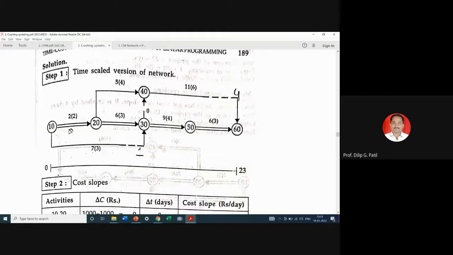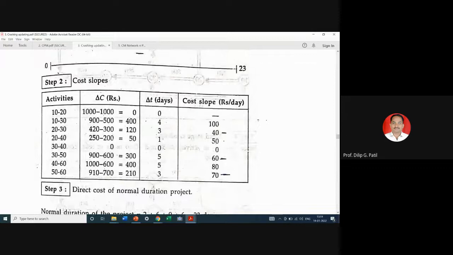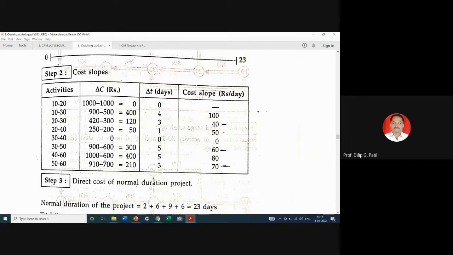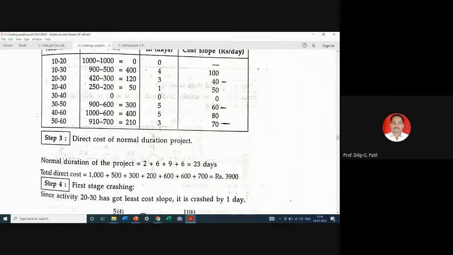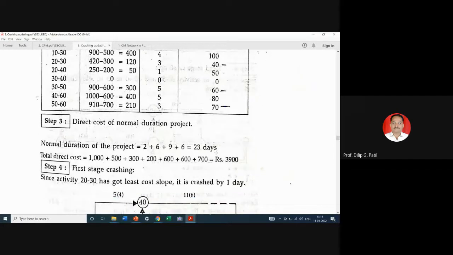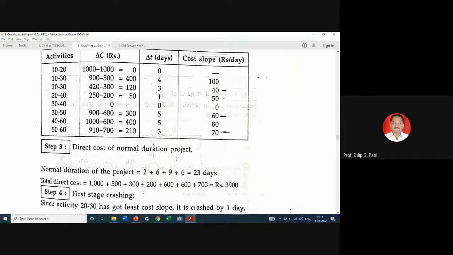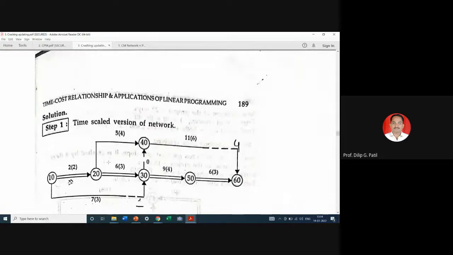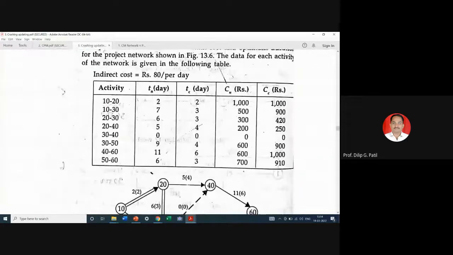So you can calculate the cost slopes like this: delta C divided by delta T, that is ratio of delta C and delta T. You will see the cost slopes of all these activities like this. And direct cost for the normal duration. Normal duration of the project is 23. Total direct cost. Direct cost म्हणजे काय करायचं आहे आपल्याला? We have to add direct cost of all the activities. This one.